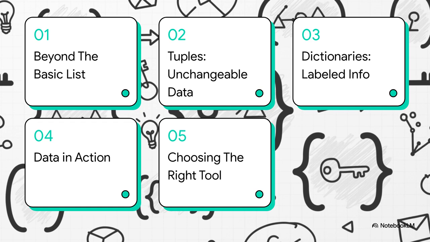So here's what we're covering today. First, we'll see why lists sometimes fall short. Then we'll meet our heroes, tuples and dictionaries. After that, we'll see them in action and wrap up with a quick guide on when to use which.